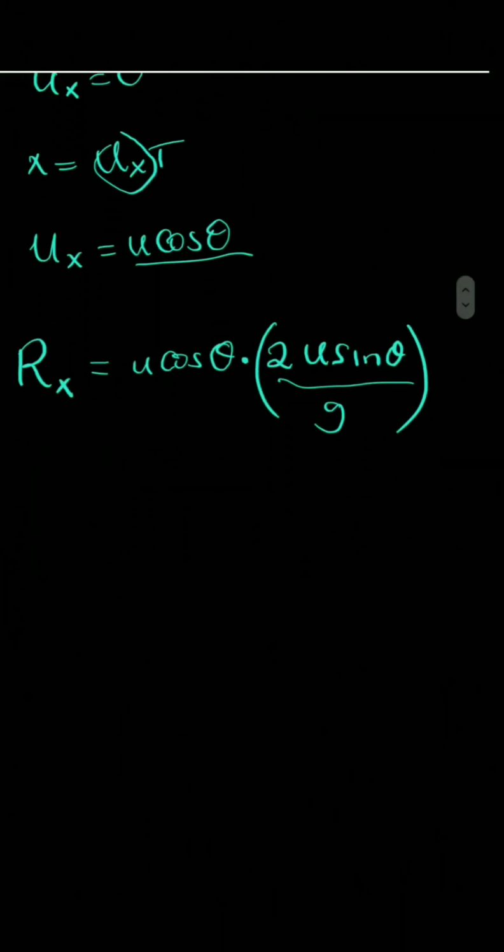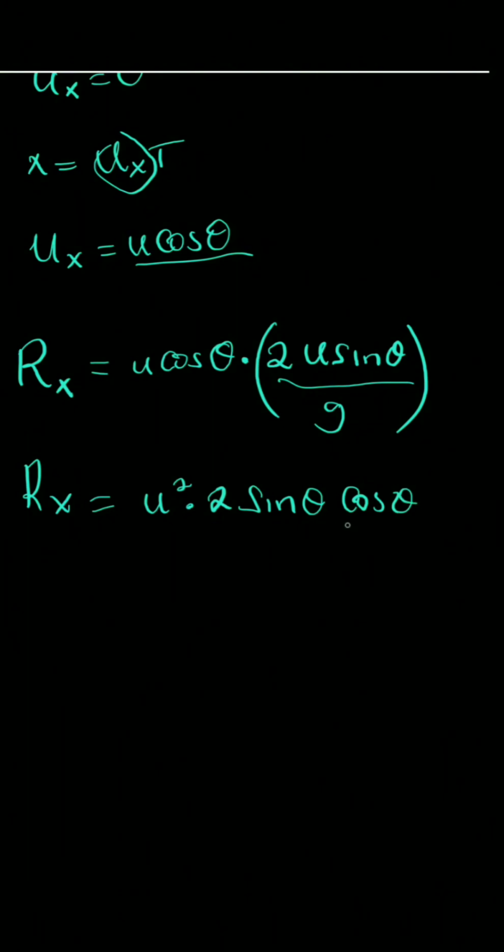So upon multiplying, we'll have our horizontal range to be equal to u multiplied by u, which gives u squared. Then I multiply cos theta times sine theta times 2 to be the same as 2 sine theta cos theta. So this will be u squared times 2 sine theta cos theta. Then we're simply going to divide everything by g.